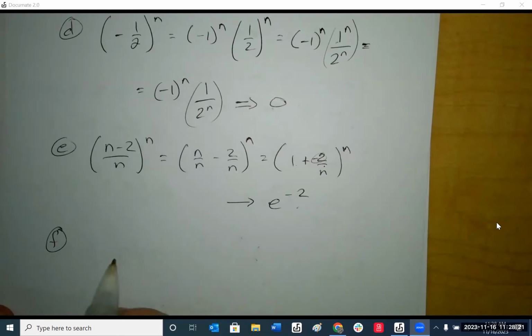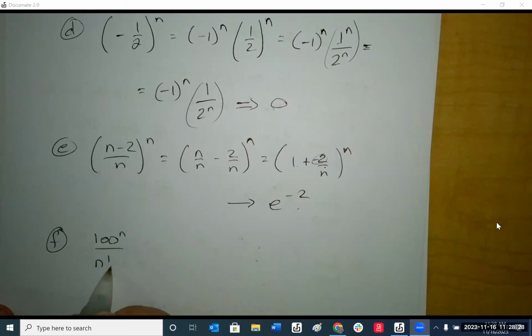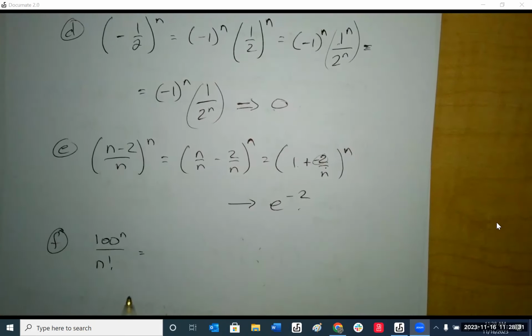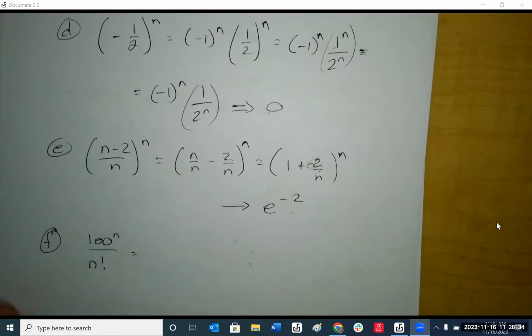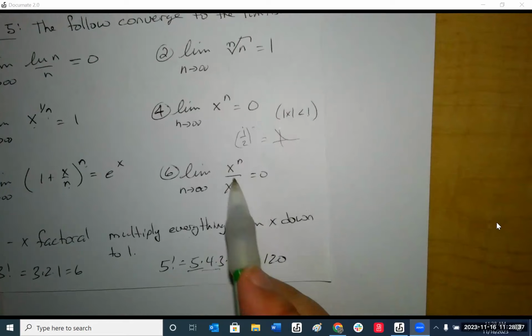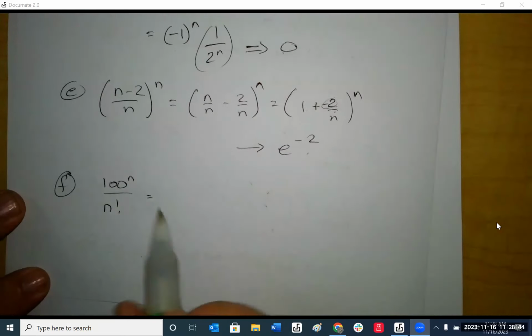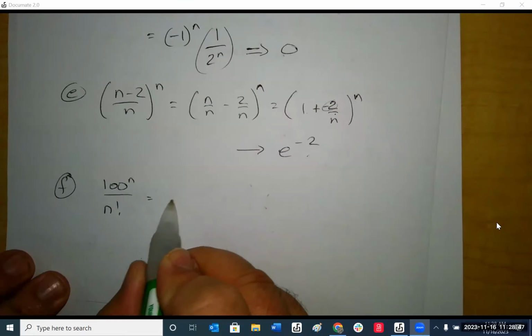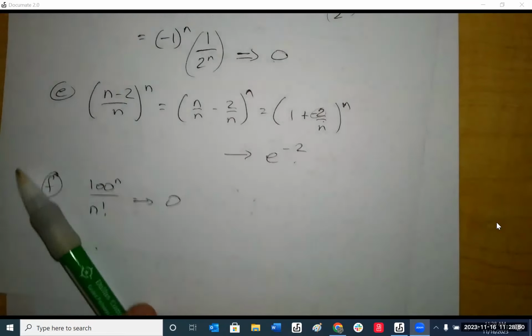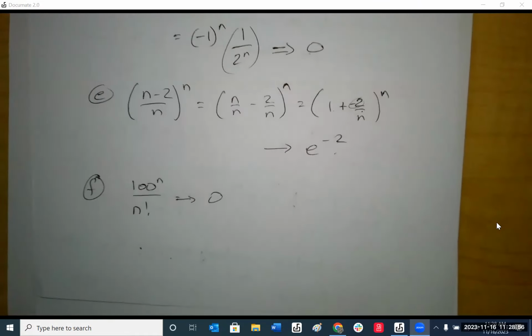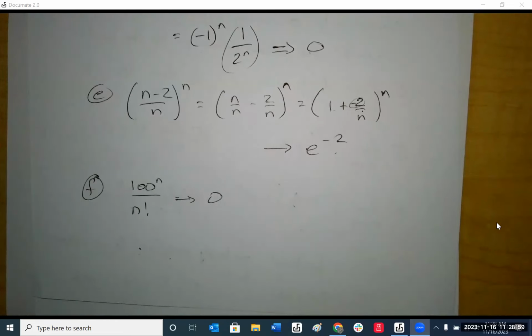And F. 100 to the power n over n factorial. Well, that's just a stroke. Anything to the power n over n factorial is 0. So those are just straightforward.